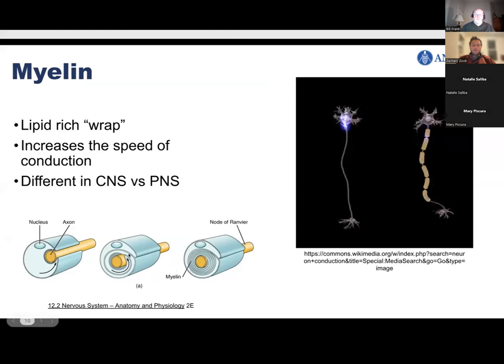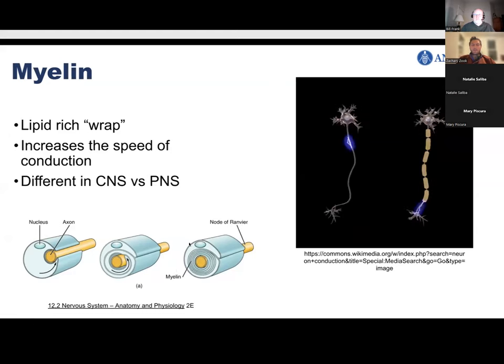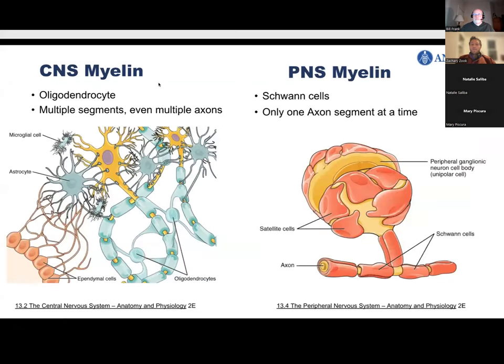But it's kind of an interesting process about how the myelin actually wraps around the axon. And so we said that there's differences in the CNS, or central nervous system myelin, versus the peripheral nervous system myelin. So in the central nervous system, oligodendrocytes are what do the myelination, right?